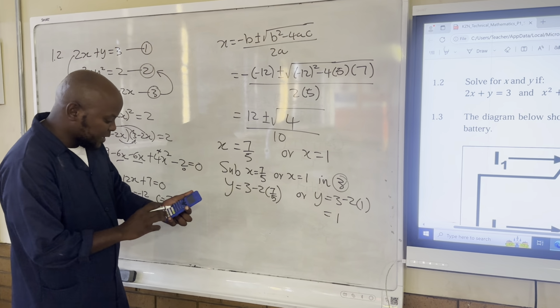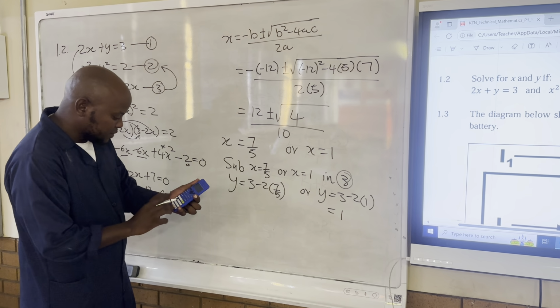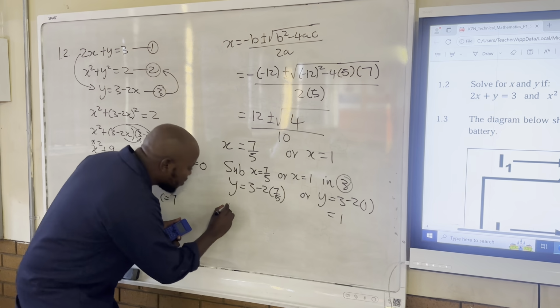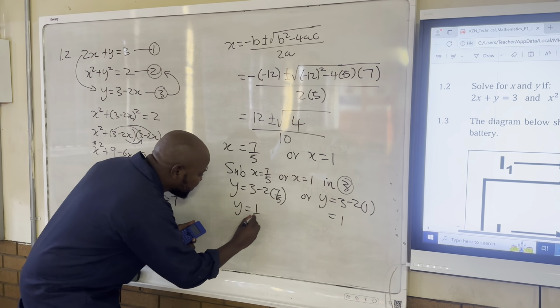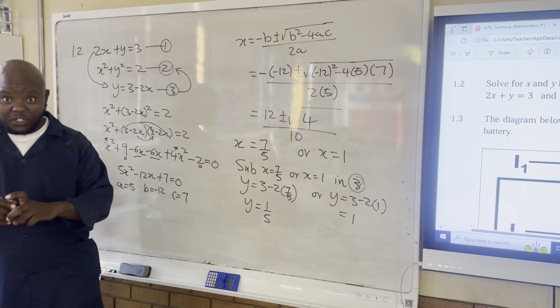3 minus 2 into 7 divided by 5 gives y equal to 1 divided by 5. That is our simultaneous equation.